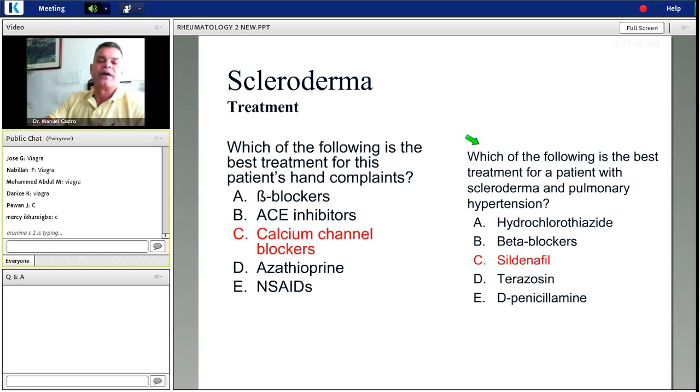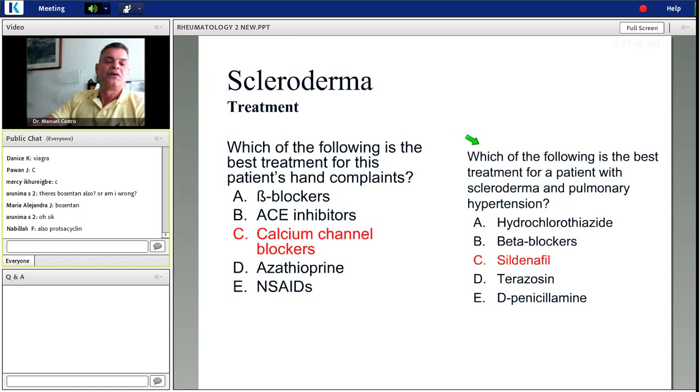Okay, so for pulmonary hypertension, sildenafil, that's actually why Viagra was originally used. It was for pulmonary hypertension. And then it was found that it was working very well for erectile dysfunction as well. Okay, yes, there's also bosentan, yes, but that's not here. Yes, but it's not here in this answer. Very good. Okay, now let's see here.